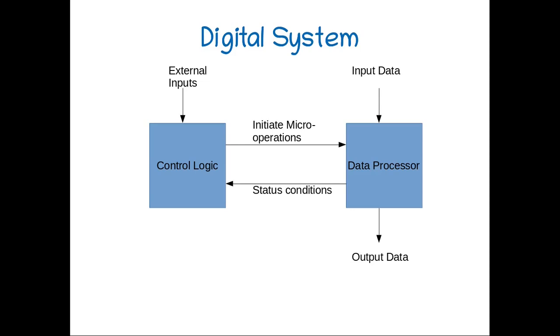In a digital system, we have a control logic part and a data processor part. The data processor receives input data, then processes that data by performing some set of micro operations that will generate output data. That will also affect some status register or status flags. The control logic is responsible for generating control signals that initiate the micro operations within the data processor. The inputs to the control logic are external inputs and also status information or conditions from the data processor.